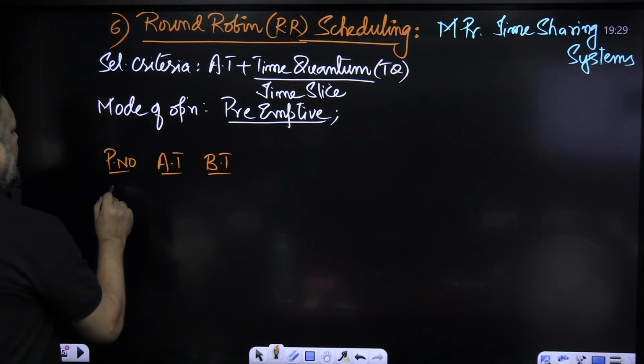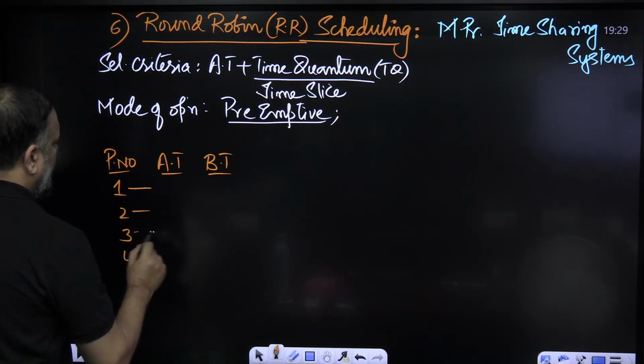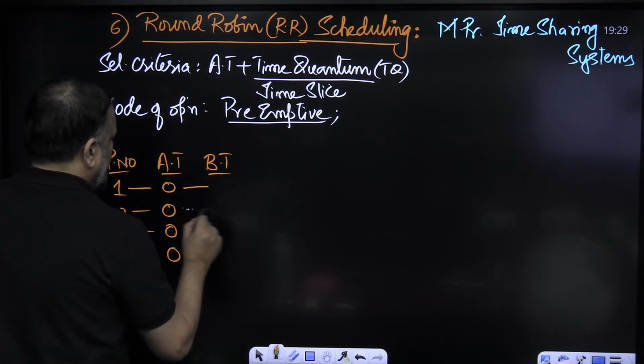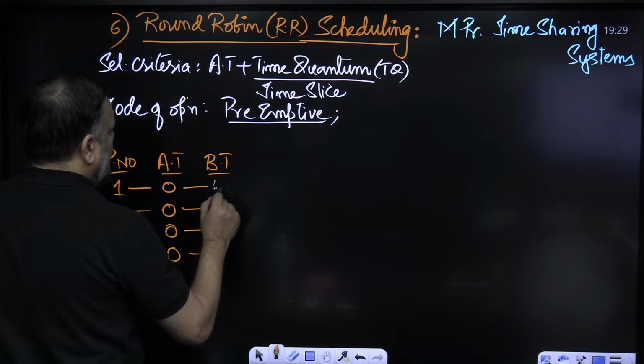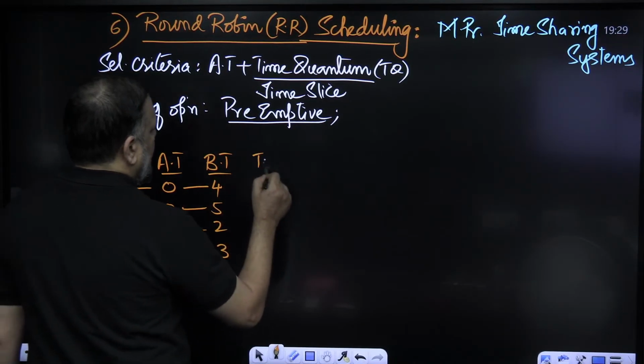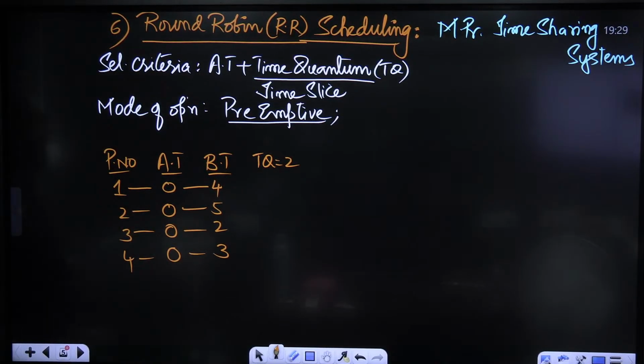ठीक है. So 1, 2, 3, 4. First I will take a very simple direct data set. Then I will go for variable arrival times. So I will take all uniform arrival times here. Burst times are like 4, 5, 2, 3. Let's say time quantum is equal to 2 units.